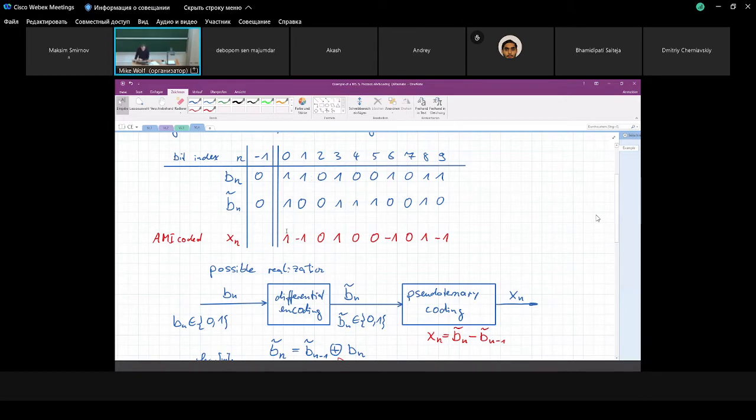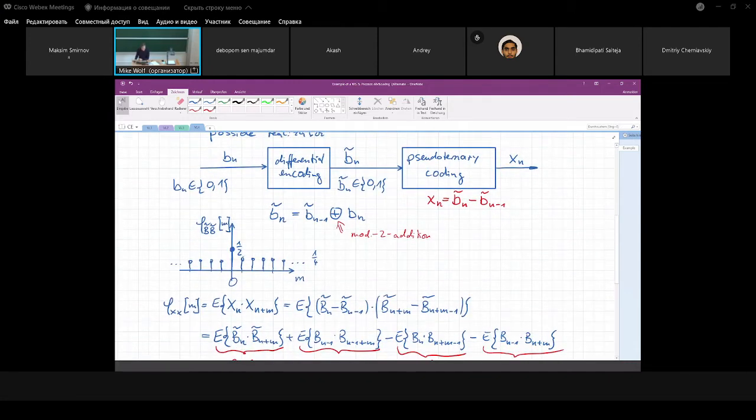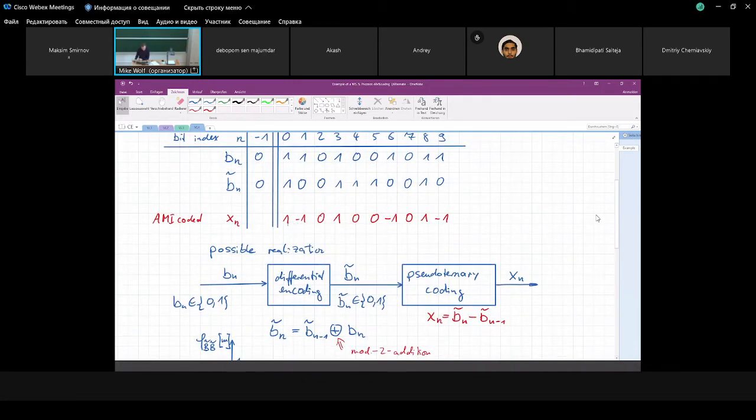And then 1 times 1 would originally give 1/4. But now adjacent symbols always have a different sign. This means instead of plus 1/4, I get minus 1/4. This happens in 1/4 of all cases, where I multiply either plus 1 with minus 1 or minus 1 with plus 1.